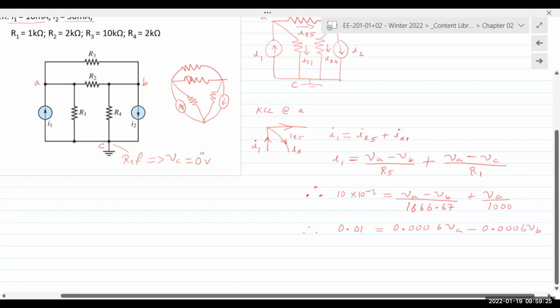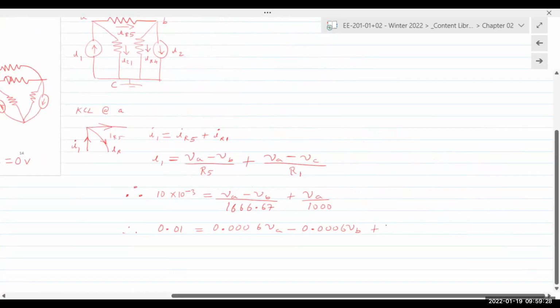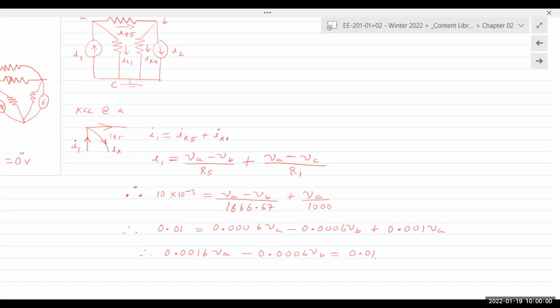Six VB plus VA. Reduce the expression, and I would get 6 VA. That is your first equation. You could also, of course, multiply it with like 10,000 just to get, if you don't want to work in decimals.